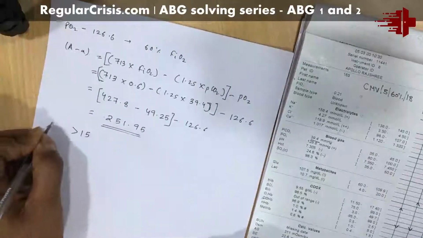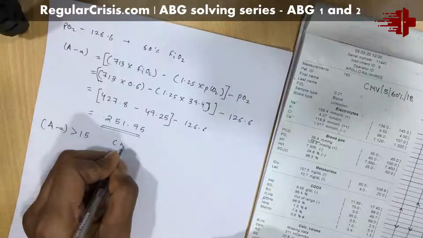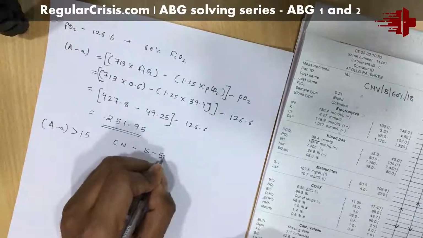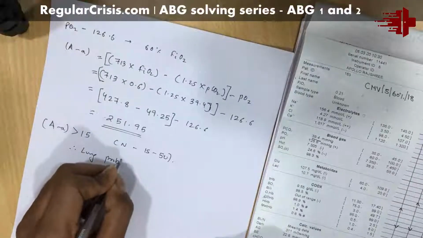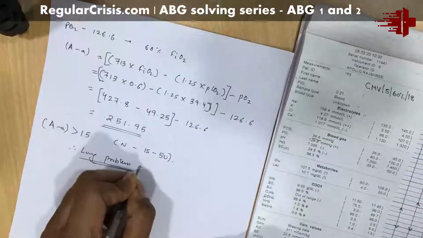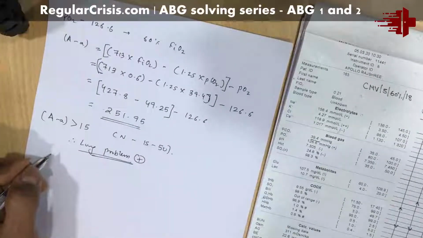More than 50. The range is 15 to 50. So there is definitely a problem in the lung. This patient is of ARDS, which we are seeing. Okay. So those who are seeing such patients, you need to calculate the alveolar arterial gradient regularly so that you get to know whether the lungs are improving or not improving.